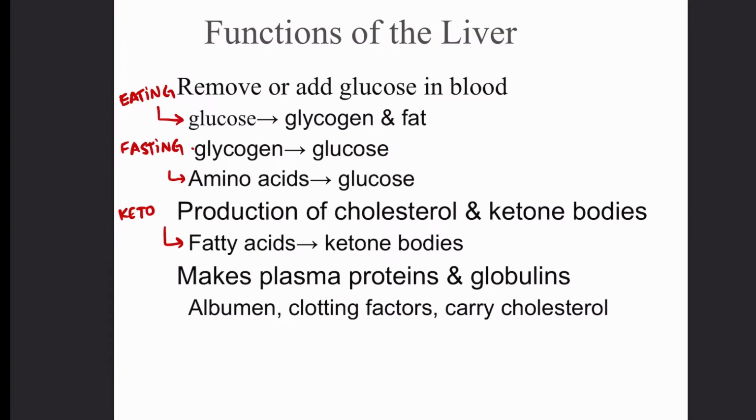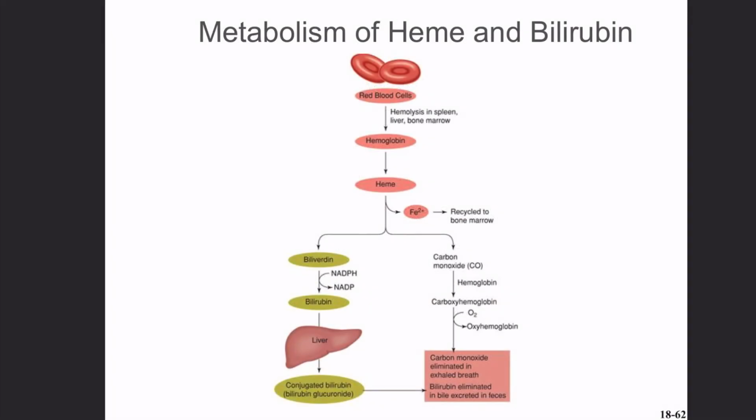And then in terms of having a big meal, like eating, the liver can take out glucose from the blood to produce glycogen or to produce fats, like produce triglycerides. It can also produce plasma proteins such as albumin, clotting factors, cholesterol is a big one that we'll talk about, and globulins.